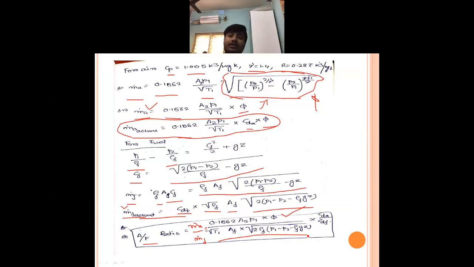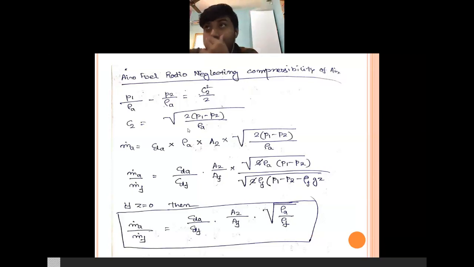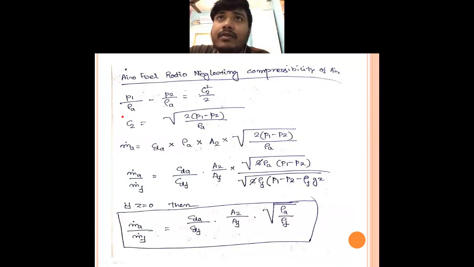Okay, now we put some conditions and try to simplify the equation, that will help you in terms of GATE as well as in terms of some competitive examinations. So first is the air fuel ratio neglecting the compressibility of air. Matlab, the air is now considered to be an incompressible fluid. So if the air is an incompressible fluid, that means there is no variation of rho, meaning no variation of density. So we don't have to use the steady flow energy equation, meaning there is no need to bring temperature in. So what we will do, we will put again the Bernoulli's equation.